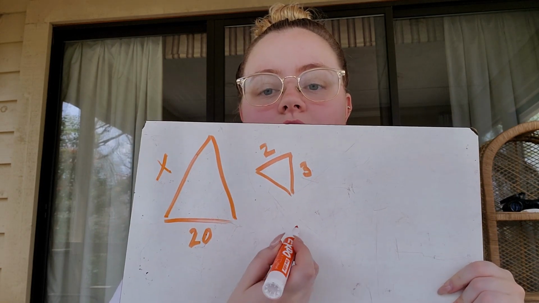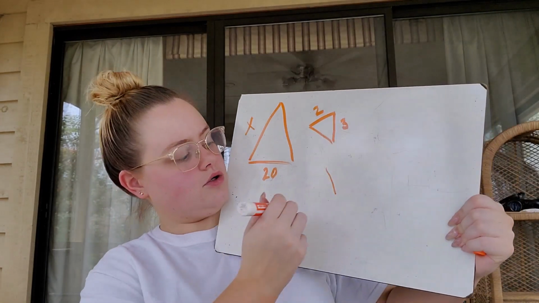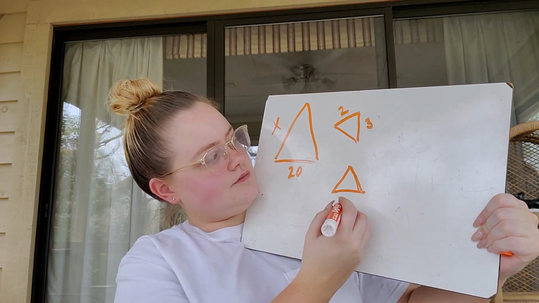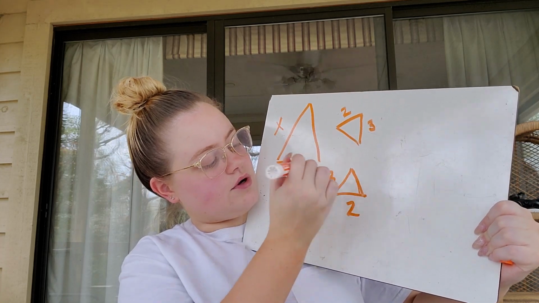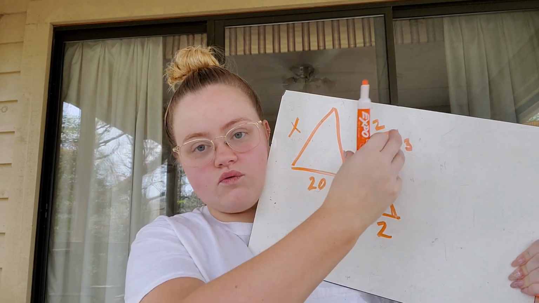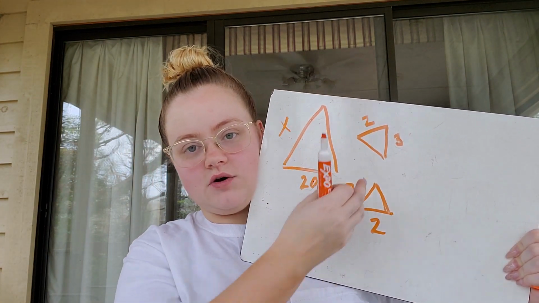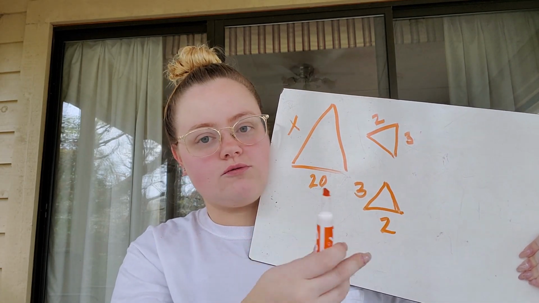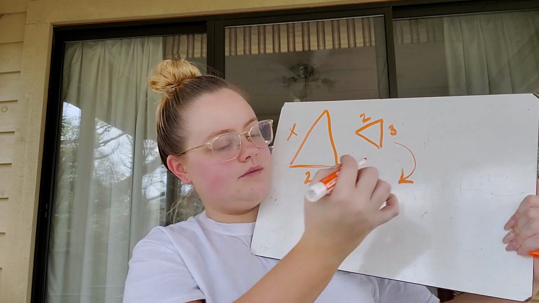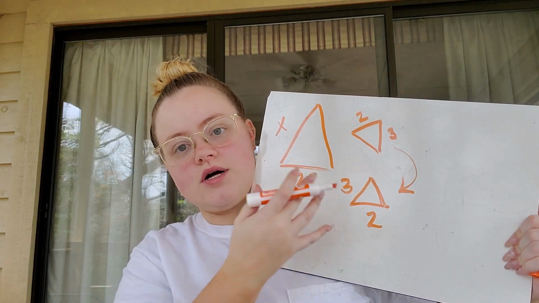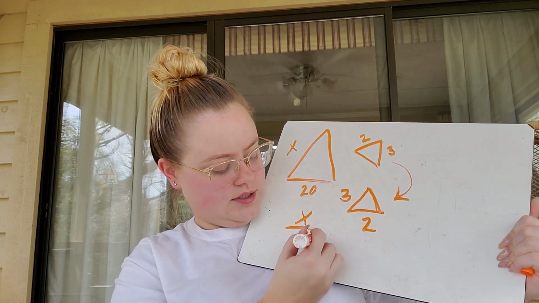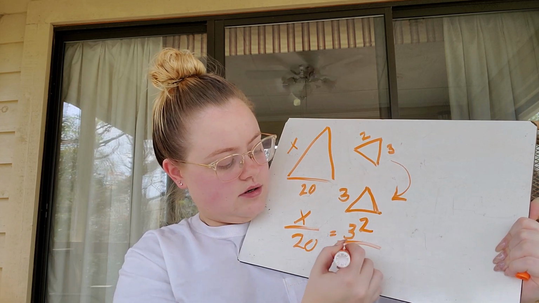So if I were to take this and redraw it, my 2 is going to go here, and my 3 is going to go there. All right? I just rotated my figure down to what it is down here, okay? I've rotated it. That is all we're doing. We're rotating it until our sides correspond, okay? I'm rotating it. Now my sides are corresponding. Now I can set up my proportion. I have x over 20 is equal to 3 over 2.